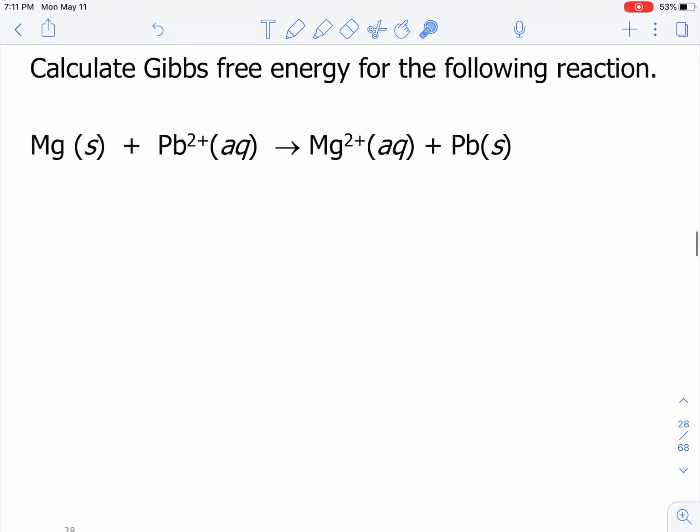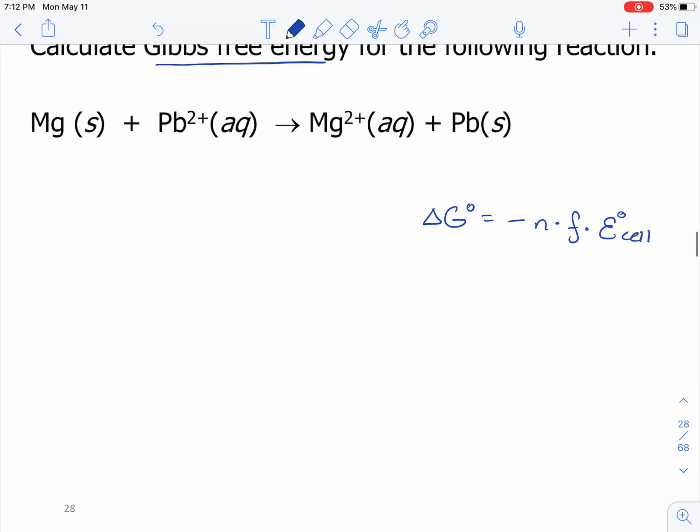All right, so now that we've kind of dipped our toes in using this equation, we're going to go ahead and do it again for this chemical reaction. And so here in this case, we're going to calculate the Gibbs free energy for this specific reaction. And for us to do so, we're going to go ahead and use this equation. And we need to figure out what E cell is, and we need to figure out N. We already know Faraday's constant.